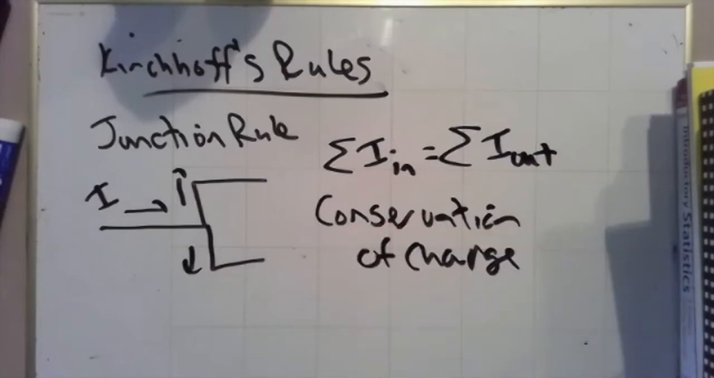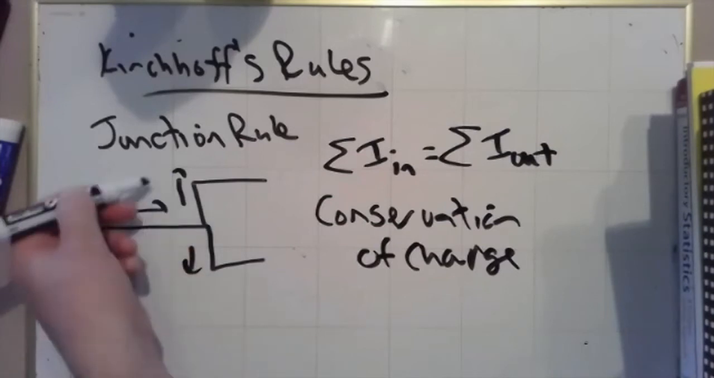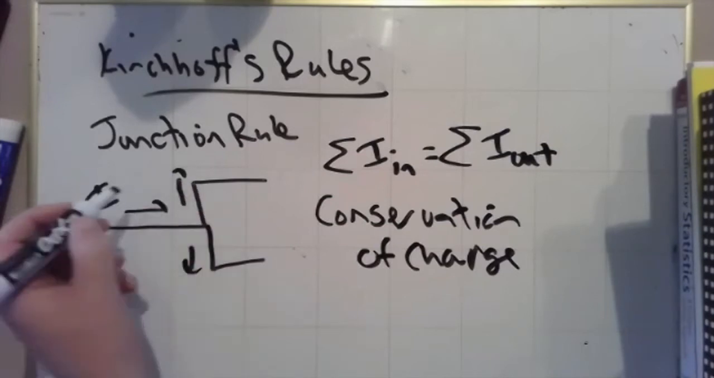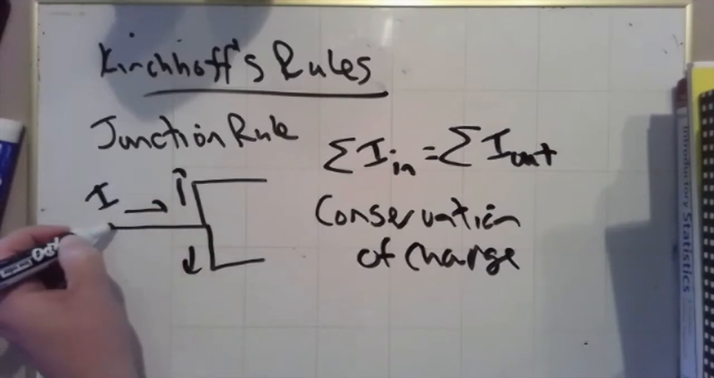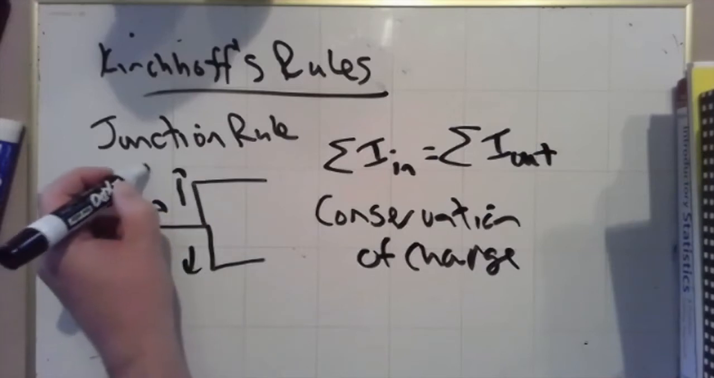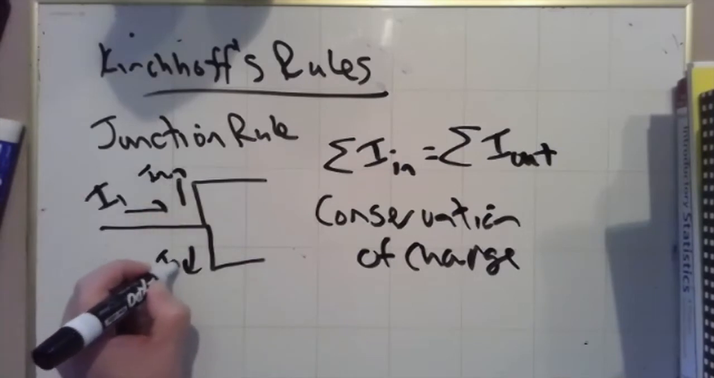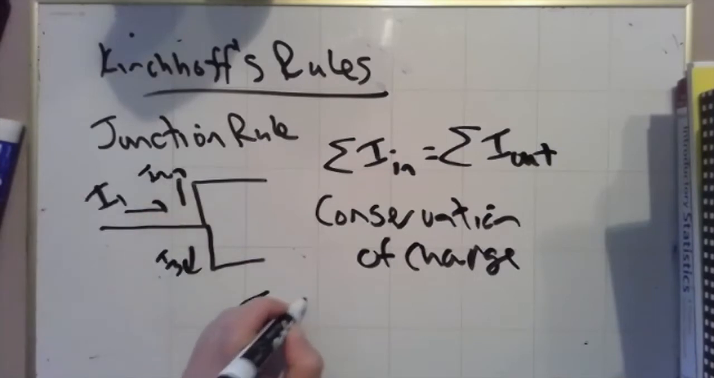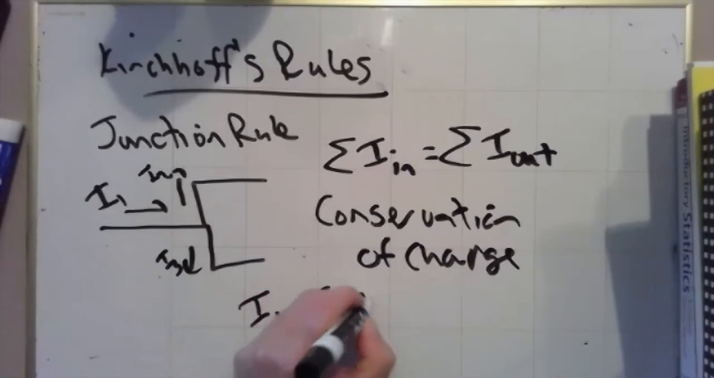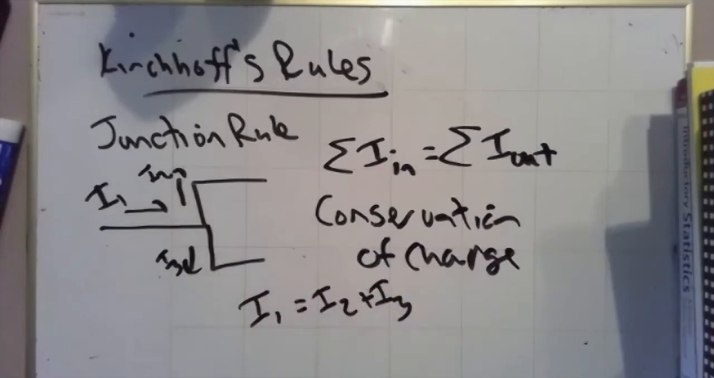It's one of our fundamental conservation laws in physics. The current into a junction would equal the current out. So in a simple junction like this, my current's coming in and it's splitting up. Let's call this I2, I1, I3. Then I1 must equal I2 plus I3.